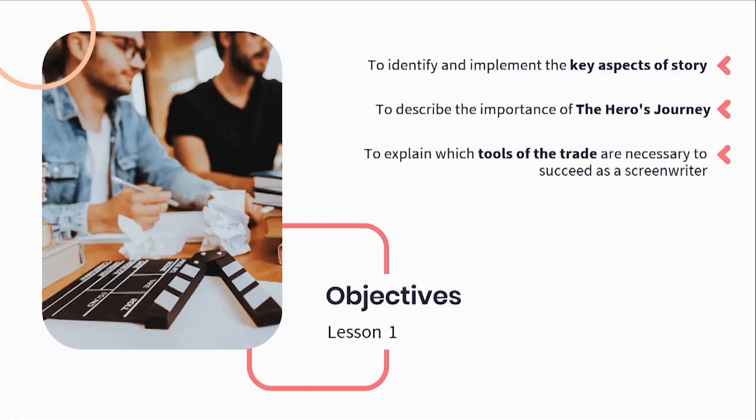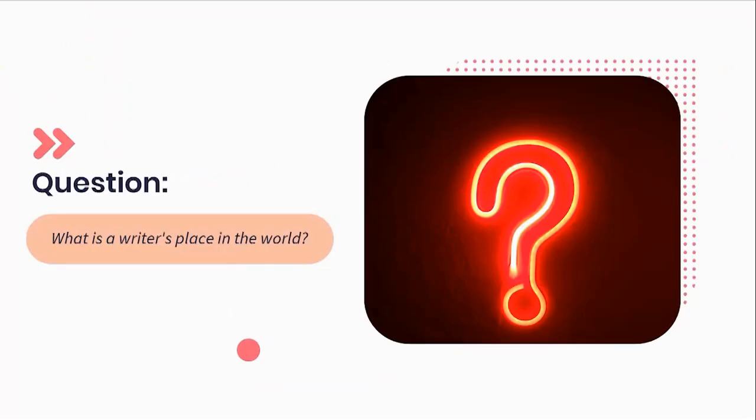Our last key objective for this lesson is to explain which tools of the trade are necessary to succeed as a screenwriter. Those things you need to have in your tool belt, as it were, when you're looking to go into the world and make your case as a professional. And so, now that we have all that in place, let's get to it. And let's begin with a question. What is a writer's place in the world?